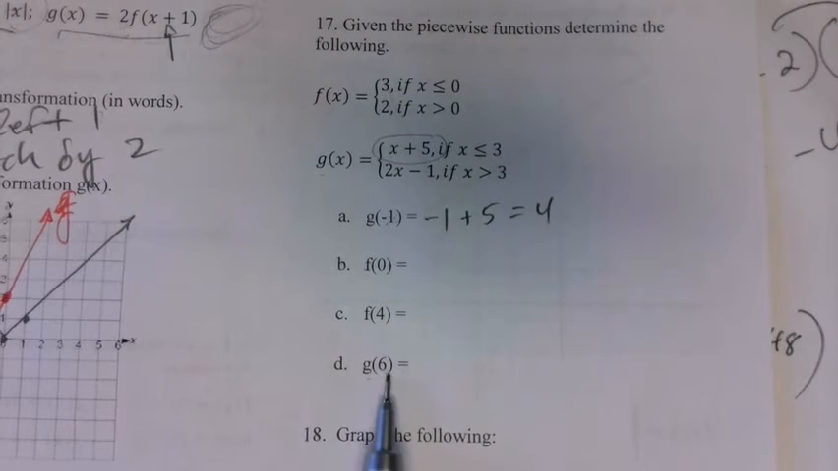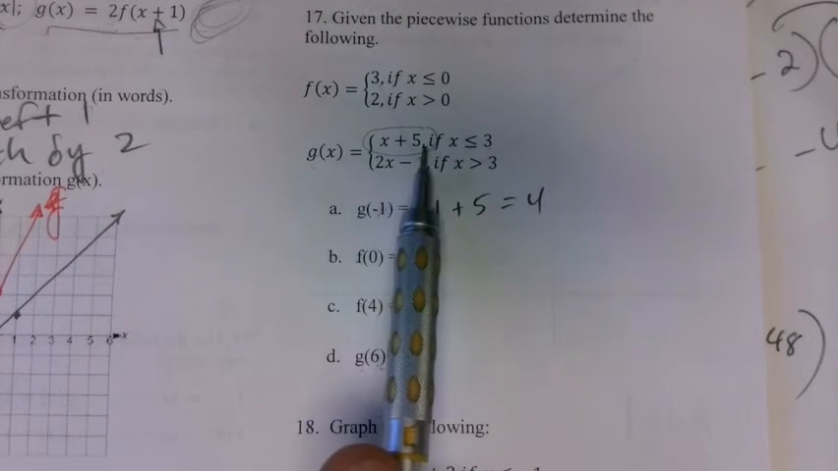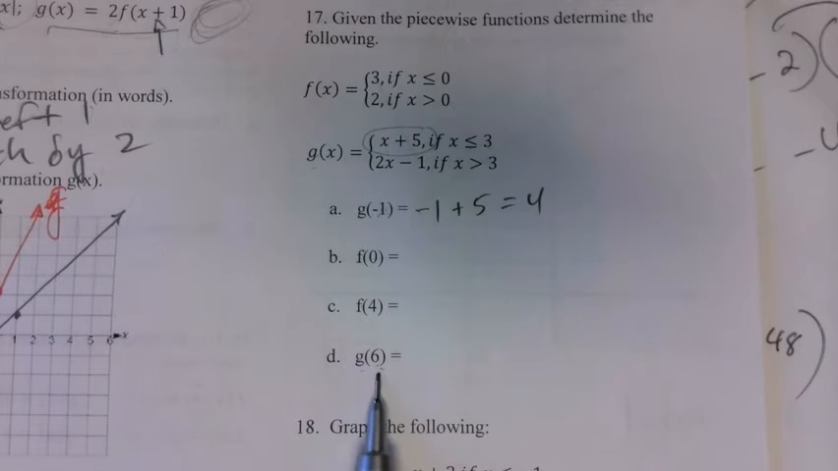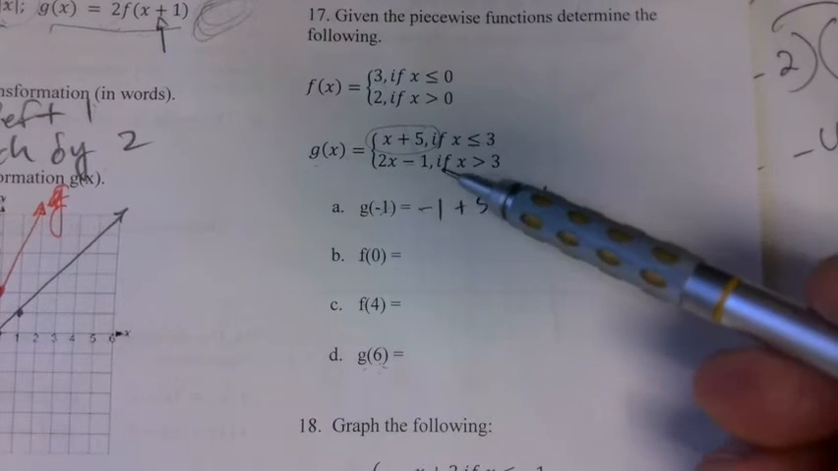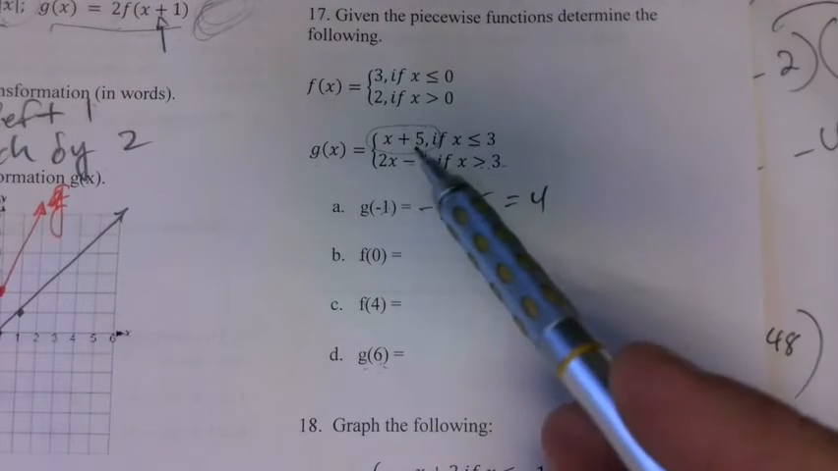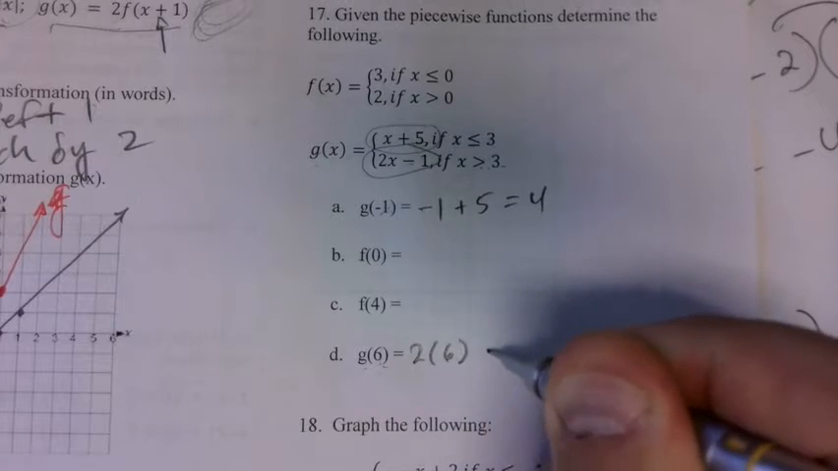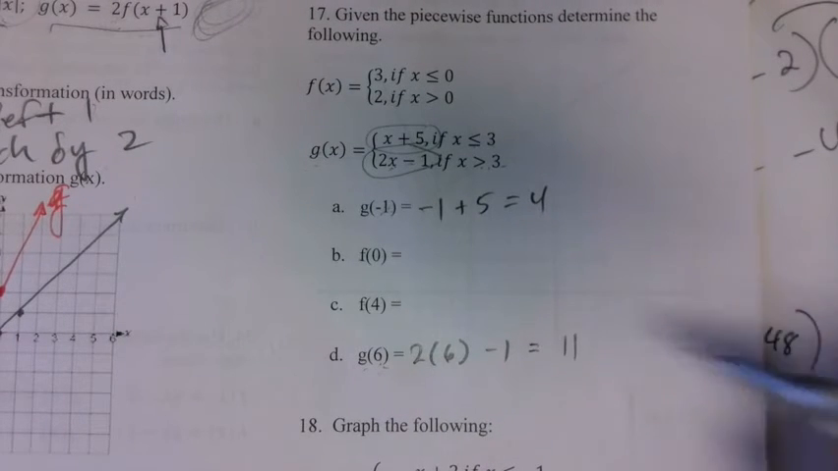Let's do g anyway, again. G of 6. So now I'm going to put 6 into g. Well, it says g of x equals x plus 5 if x is less than or equal to 3. 6 isn't less than or equal to 3, but it says g of x equals 2x minus 1 if x is greater than 3. 6 is greater than 3, so I'm going to put it in that piece. So I'd go 2 times 6 minus 1. So I put 6 in for x. And that's going to give me 11.